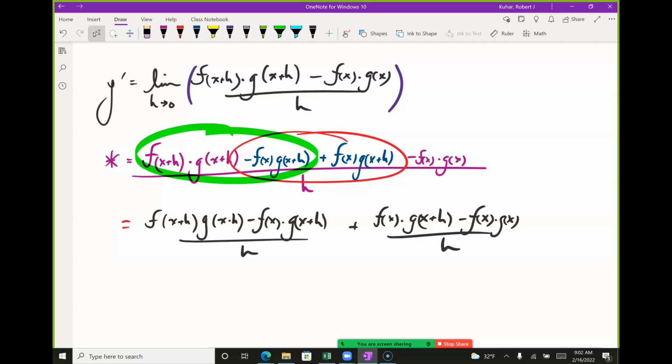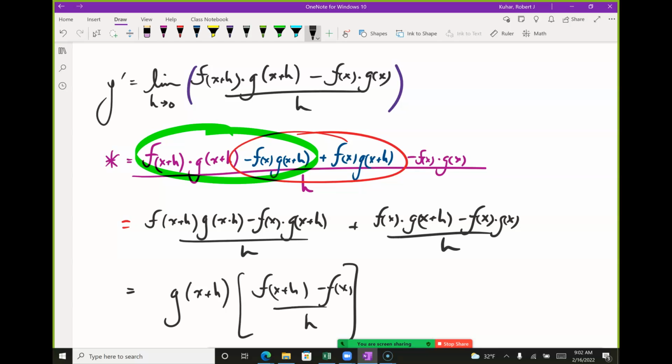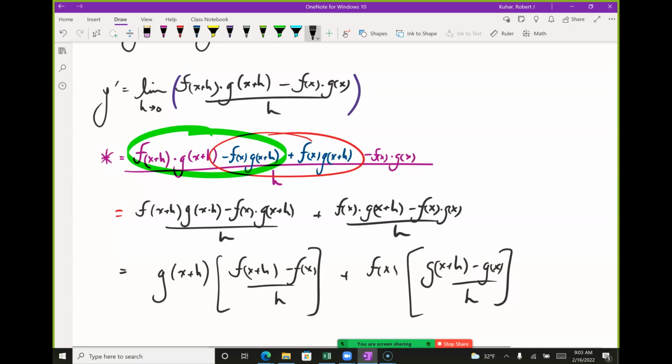Each of these can be factored, so I'm going to factor it before I go back to my limit. So it looks like I can take out a g of x plus h, and the rest of it you should recognize. And then the other one I could take out an f of x, and again the rest of it you should recognize. Right, you see what those two boxed pieces, those square bracket pieces are? Once I take the limit, they're derivatives, right?